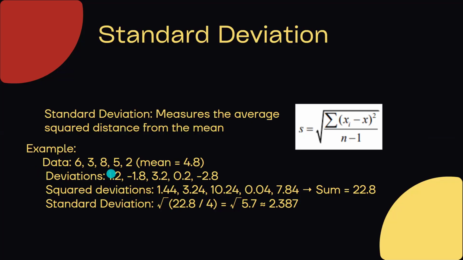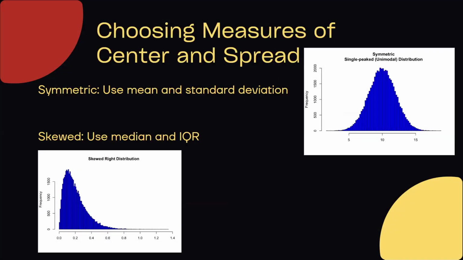If we have data values of 6, 3, 8, 5, and 2, you would add those up and divide by how many? You get 4.8. Then you subtract each of those values by 4.8. So 6 minus 4.8 is 1.2, and so forth and so on. Then you square each of those values, add them up. We would have 22.8, and divide by 1 less than the number of data values. So 22.8 divided by 4. Take the square root of that, and you'd have 2.387.